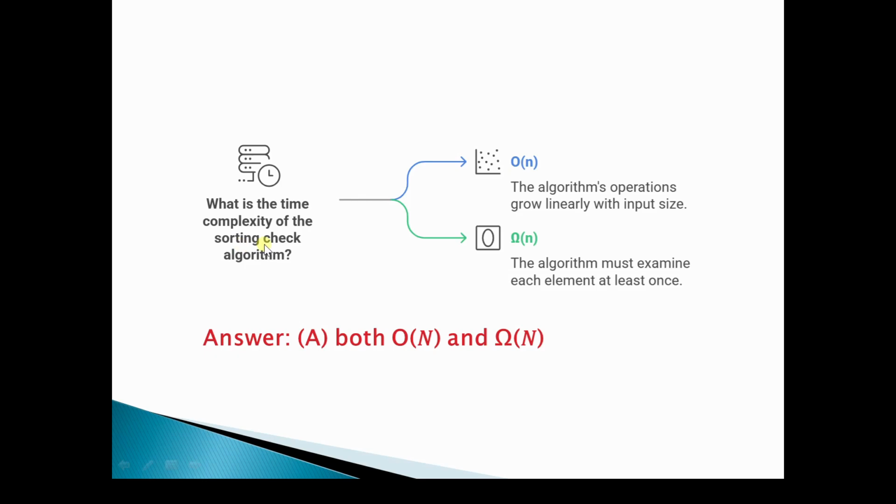So what is the time complexity of the sorting check algorithm, that is, checking in a single pass through the array? It is both O of n and omega of n. O of n means the algorithm's operations grow linearly with the input size, and omega of n means the algorithm must examine each element at least once. So the answer is both O of n and omega of n.